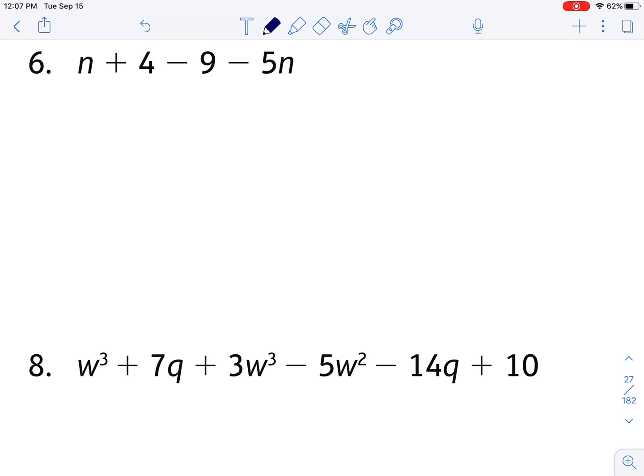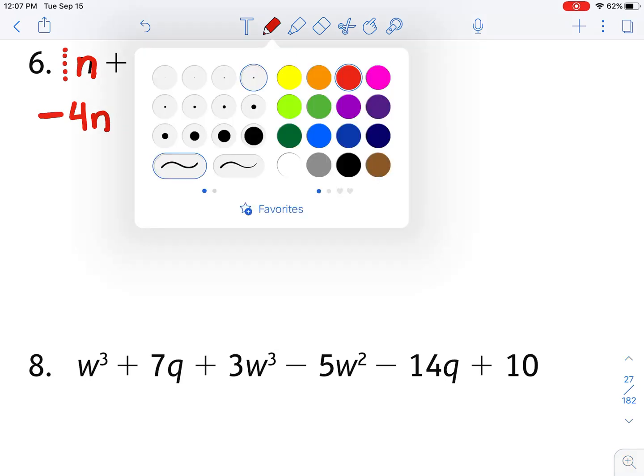So if I come over to the side, this time I have n's and regular numbers. I have my n minus 5n. We have to keep in mind there is a secret 1 here. So 1n minus 5n. I ask myself which number is bigger. The 5 is bigger and it's a negative number, so this is going to end up being a negative answer. We ask ourselves, what is the difference between 1 and 5? And it is 4. 5 is 4 numbers bigger than 1. So I'm left with negative 4n.